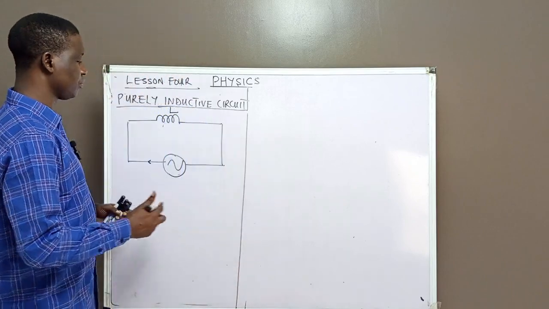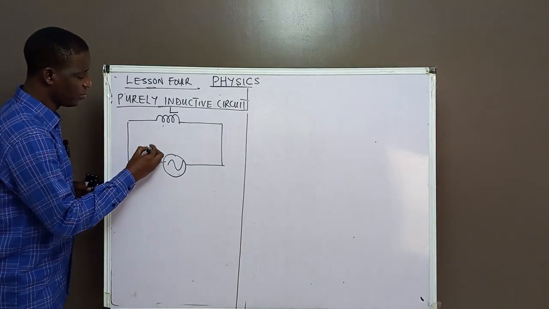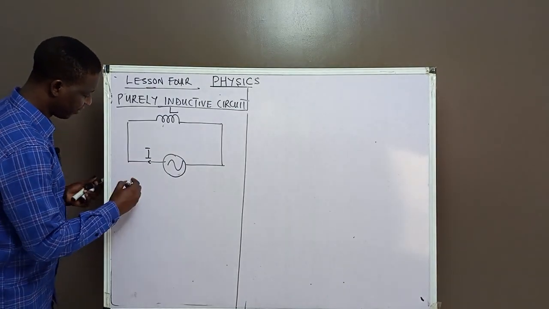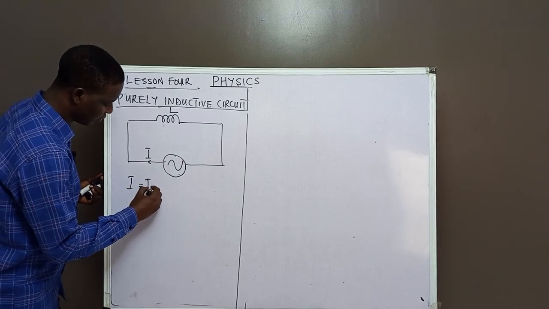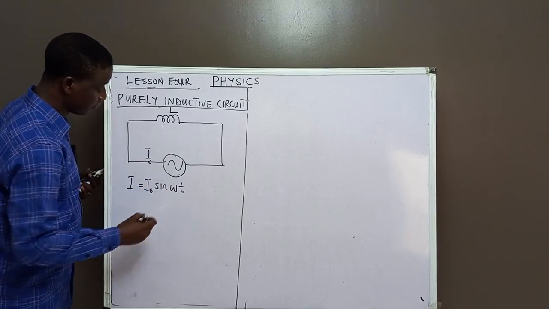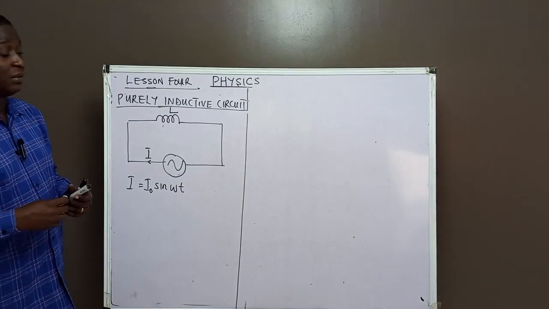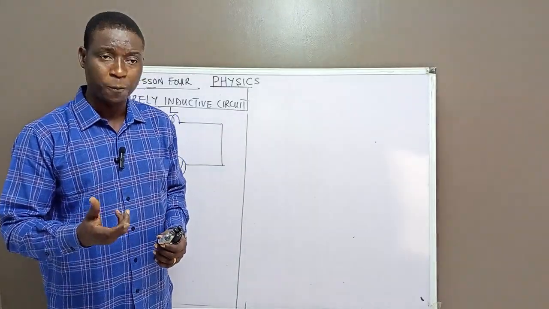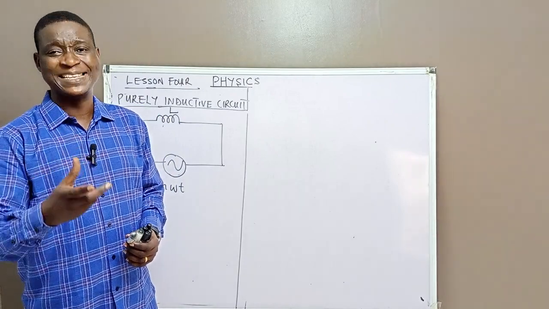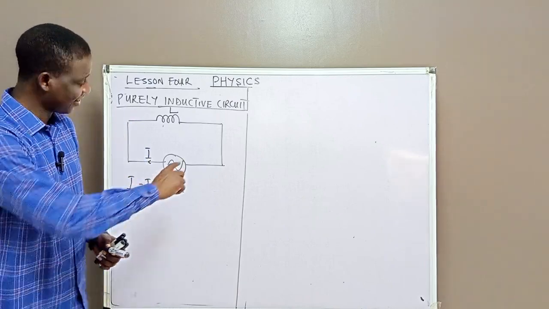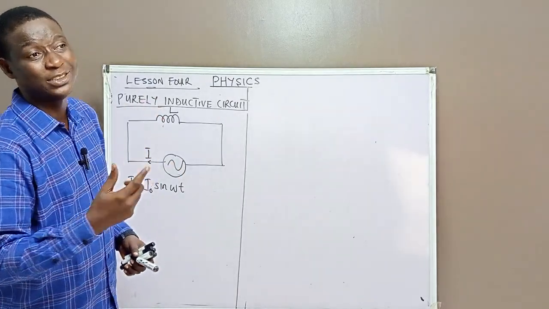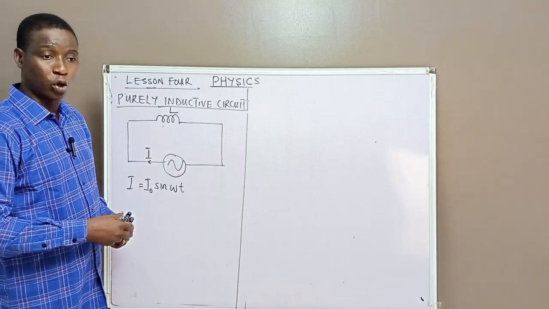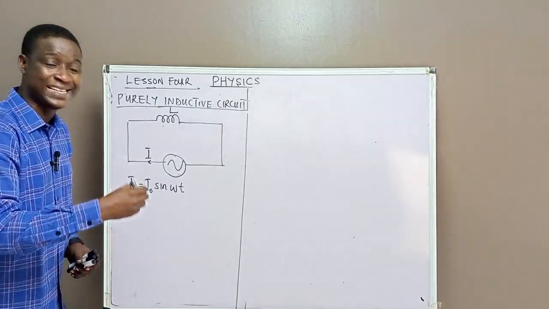Now, let's say the current that is coming from the source is I, and let's take it as I equals I naught sine omega t. As this current flows through the inductor, something will happen. There will be a back EMF, what we call an induced EMF. As current flows through the coil, an induced EMF will be set up in the inductor, and that induced EMF is what we call the back EMF.